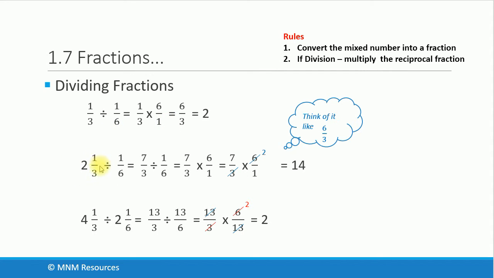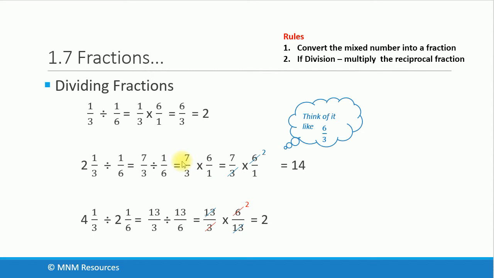In this example, we're dealing with a mixed number and a simple fraction. So again, how do we convert the mixed number into a simple fraction? Rule 1: 2 times 3 is 6, 6 plus 1 is 7, forming the value of your numerator, and then your denominator stays the same as 3. Now you need to convert your second fraction into its reciprocal. So 1 by 6, when you swap the numerator and denominator, becomes 6 by 1. And let's multiply this fraction now.